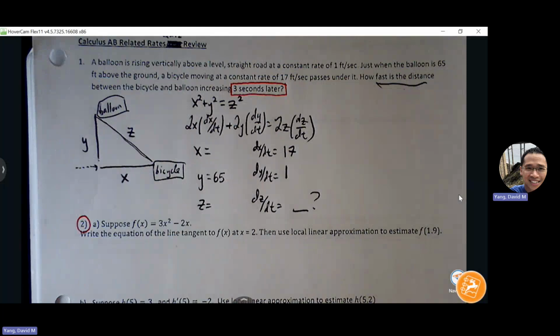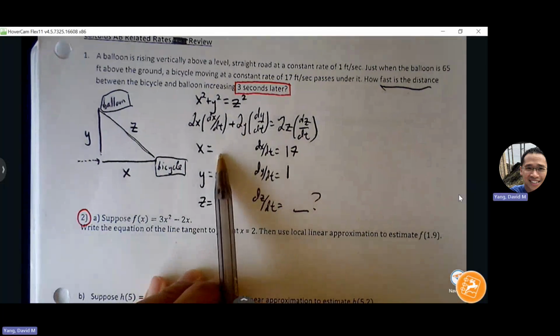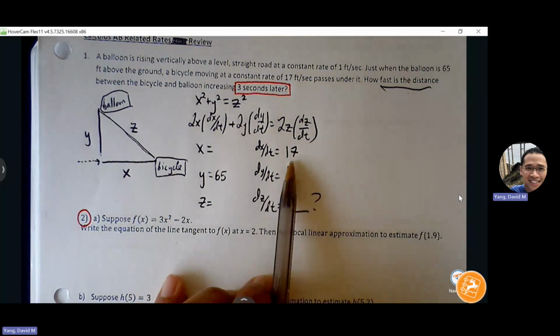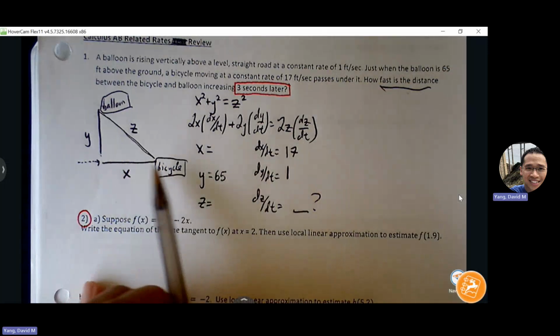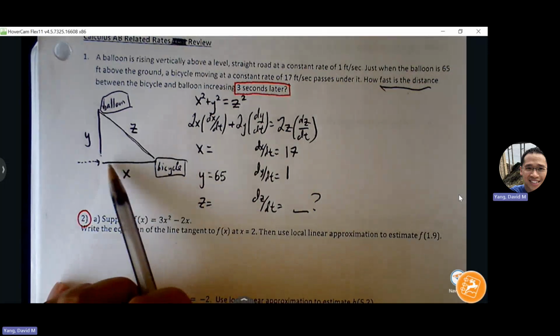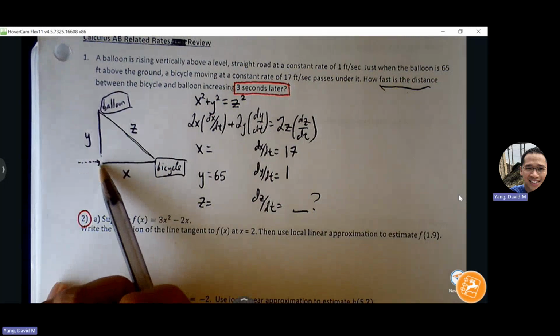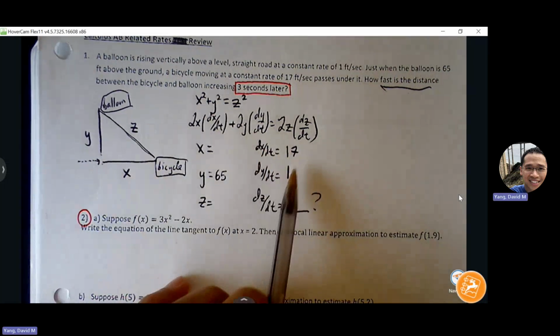So let's start with X here. We're not given what X is, but we know how fast it's moving per second. So can we use this to figure out how far he's going to be 3 seconds after the timer starts, after he passes out from under the balloon?